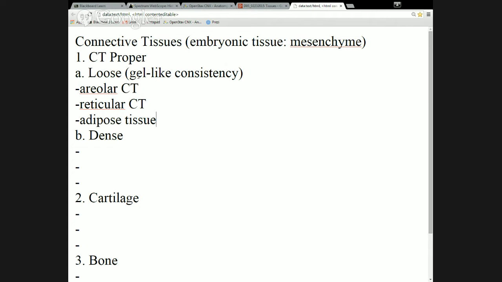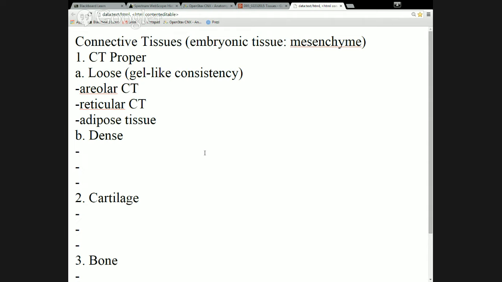But it's still kind of gel-like in its consistency. Not for the same reason, not for the jello reason I talked about earlier, but rather that adipose, or fat, at body temperature has that kind of consistency to it. The dense connective tissues, they're all basically defined by having a lot of collagen to them.